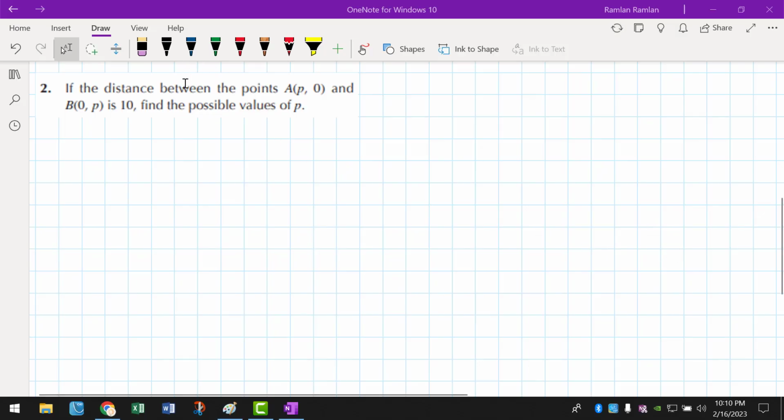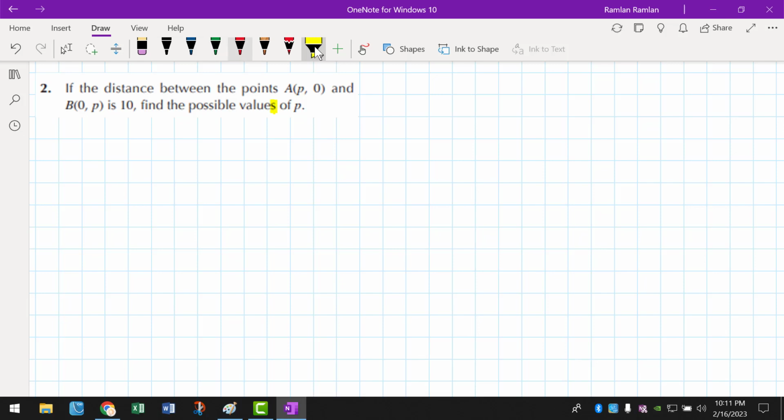Okay, let's do another example. If the distance between point A, whose coordinates are p comma 0, and B, 0 comma p, is 10, find the possible values of p. So there's a couple of keywords, guys. If we say find the possible values, it means that you might have more than one answer. Okay, so let's just do it.